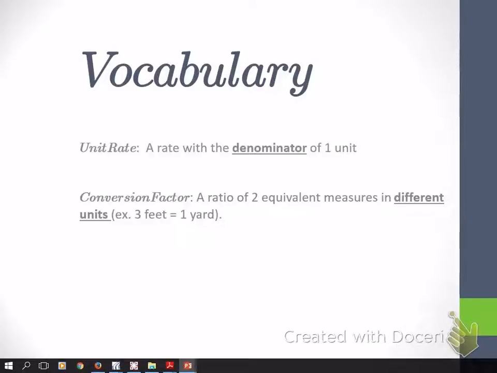And then the last thing here, we're going to use a conversion factor to create our ratios that are going to help us change our units. A conversion factor is two equivalent measures in different units. For example, 3 feet is 1 yard, and we're going to write that out as a ratio, as a fraction. So 3 feet over 1 yard, maybe. Or we can always go 1 yard over 3 feet, and we're going to use that.